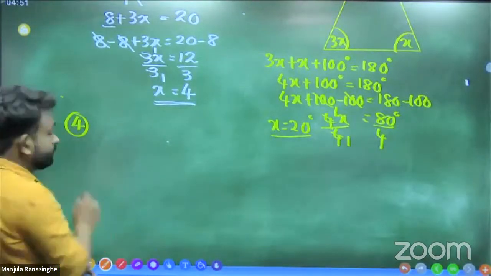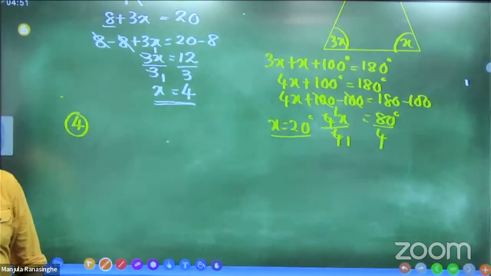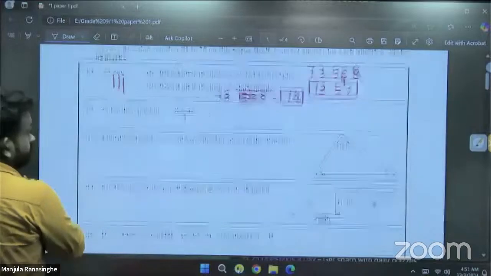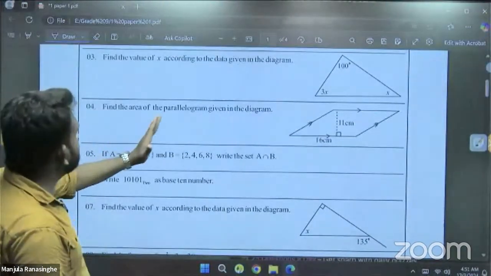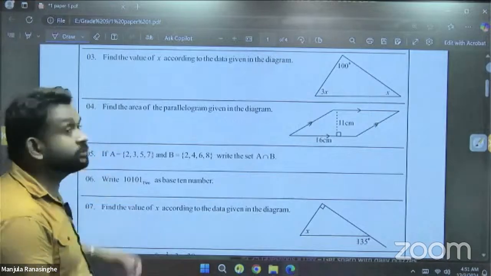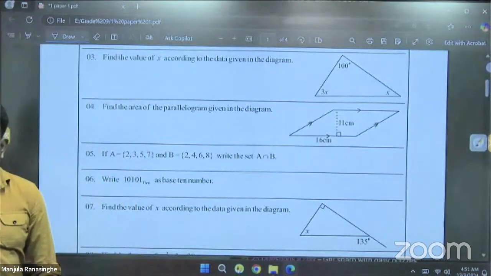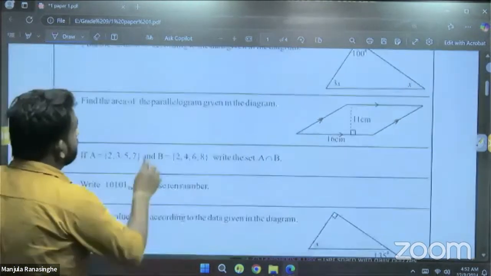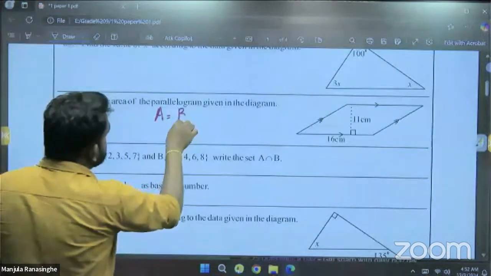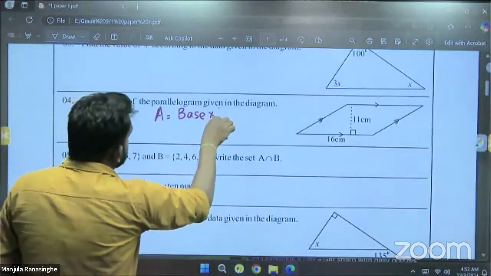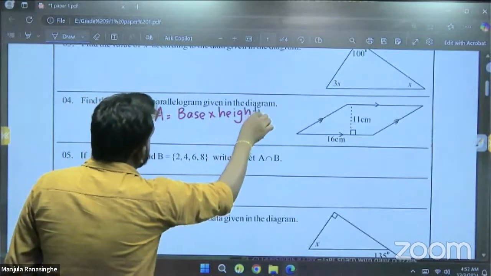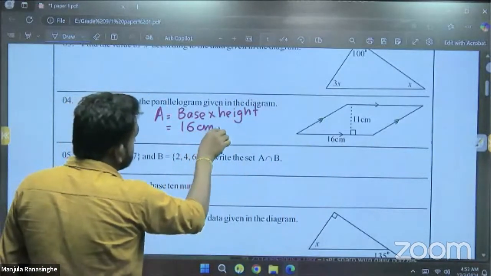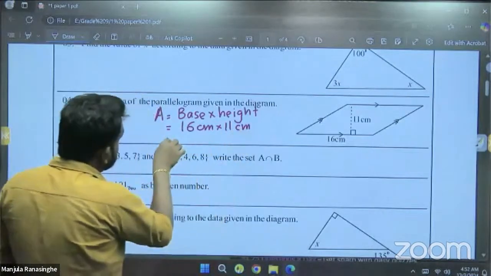Right. See question number 4. That is a parallelogram. Find the area of the parallelogram given in the diagram. You know that we learned the parallelogram area, base into height. So what is the area of the parallelogram? Area equals base into perpendicular height. So what is the base? Base is given as 16 centimeters and height 11 centimeters. So 16 by 11.